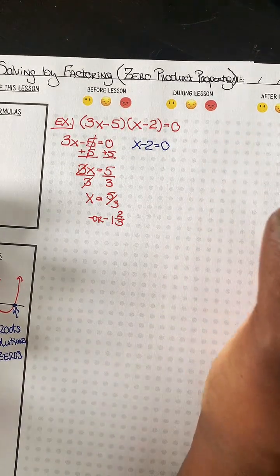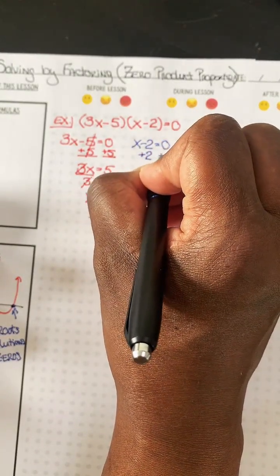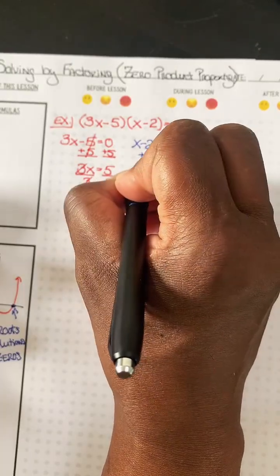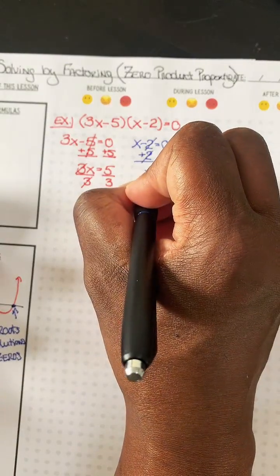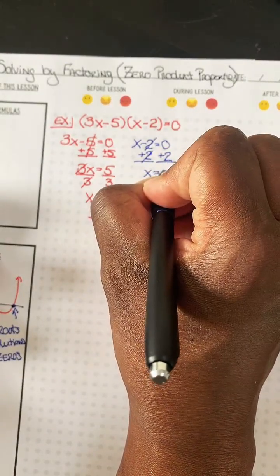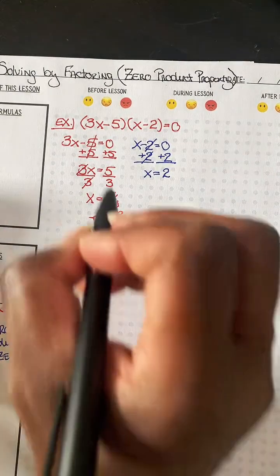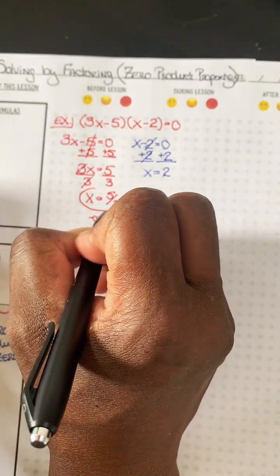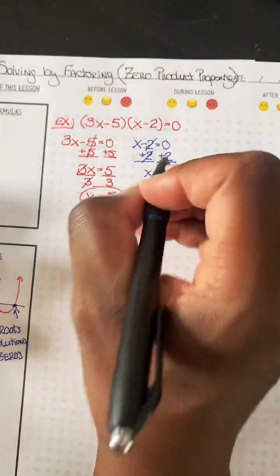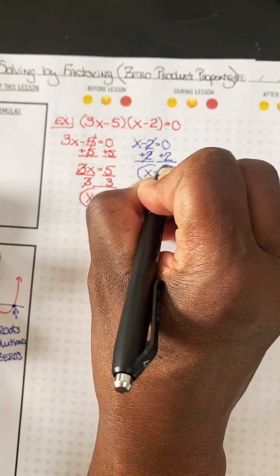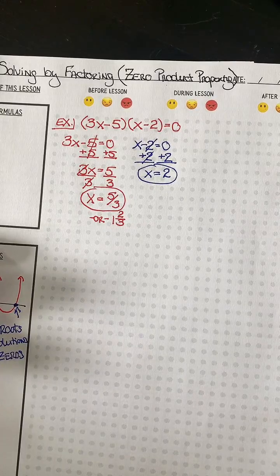So here we're going to add 2. Negative 2 plus 2 cancels out. So we have x is equal to 2. So our two solutions, I'm going to keep as improper, but it can be as a mixed number, is my 5/3, and it's positive 2.